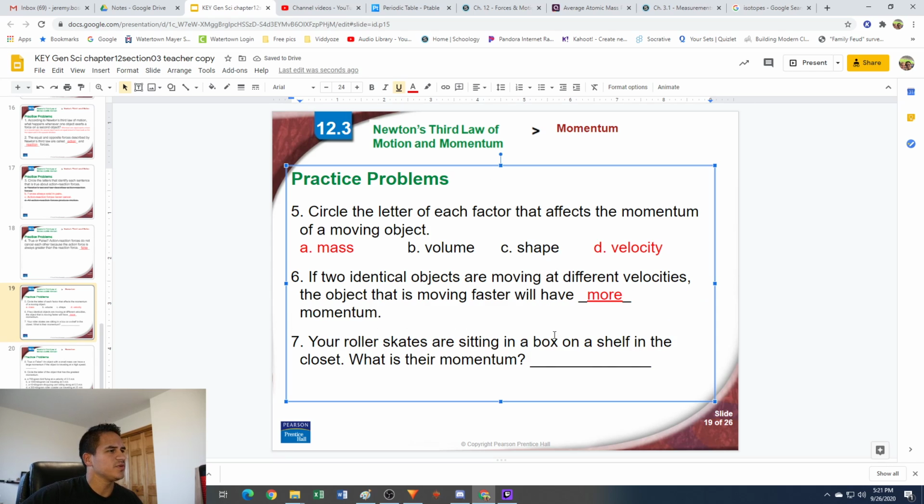So, number 7, your roller skates are sitting in a box on a shelf in the closet. Okay, first off, who has roller skates these days, right? I mean, that's like the 70s. But anyway, they're sitting in a box on the shelf.